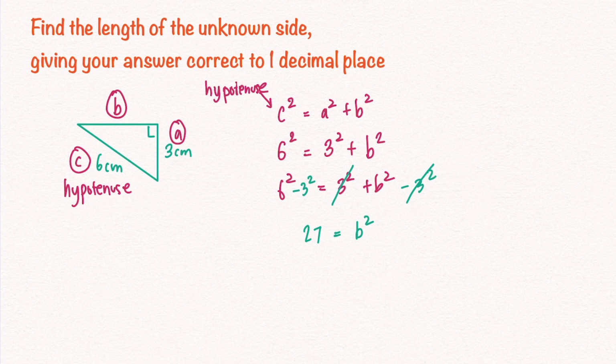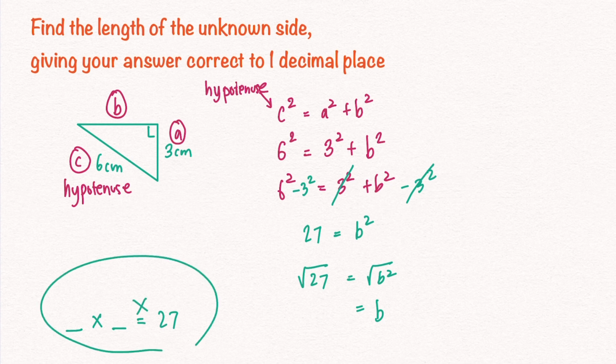We're looking for b because that is the length over here. So we need to square root both sides. Square root 27, square root b squared. Square root of b squared is equal to b. And if you check with your calculator, square root of 27 will give you a decimal number. That is because 27 is not a square number, meaning the same two numbers cannot multiply to give you 27. So square root of 27 is 5.1961 and it goes on.